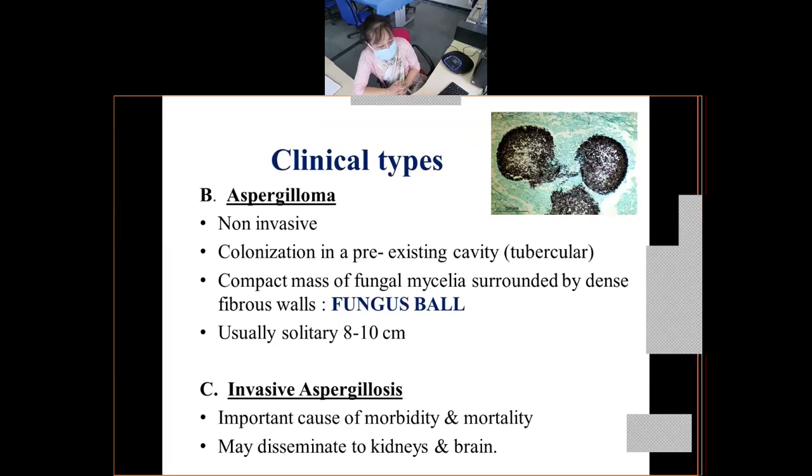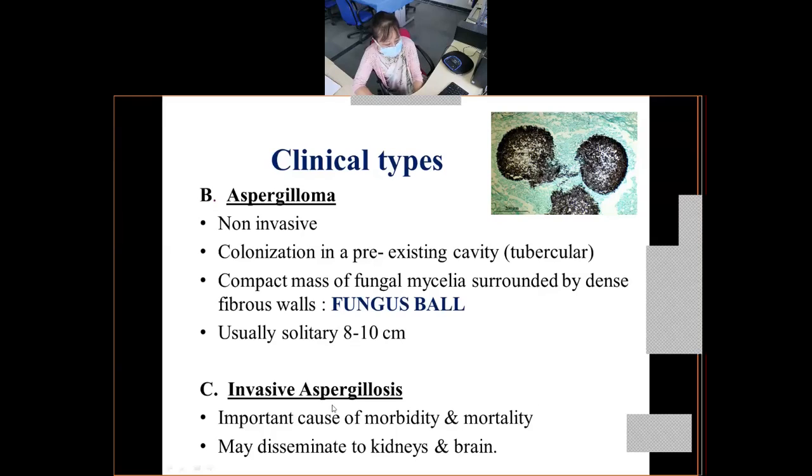Aspergilloma, this is what I've just mentioned, that it can colonize a pre-existing cavity, especially in a person who has recovered from tuberculosis and has cavitary lesions in the lungs. So you can have something which you call a fungus ball. You can see the compact fungal ball in the lung tissue in this stain.